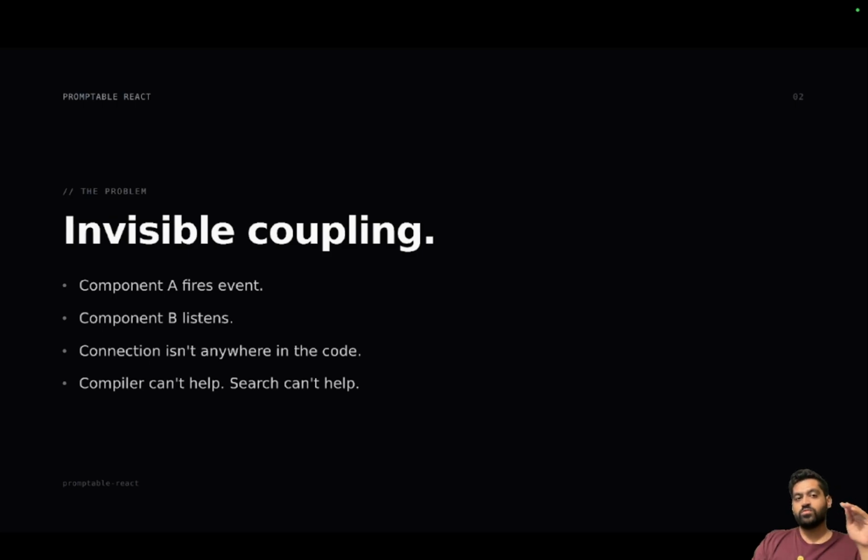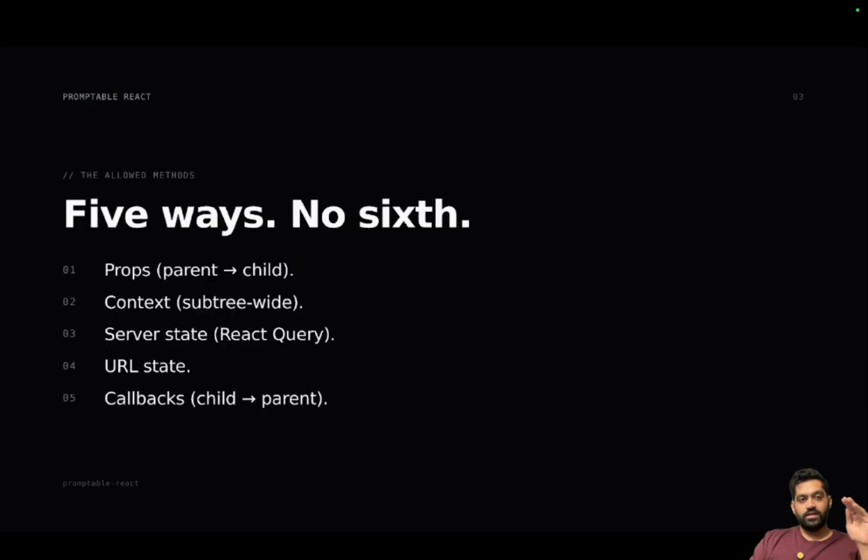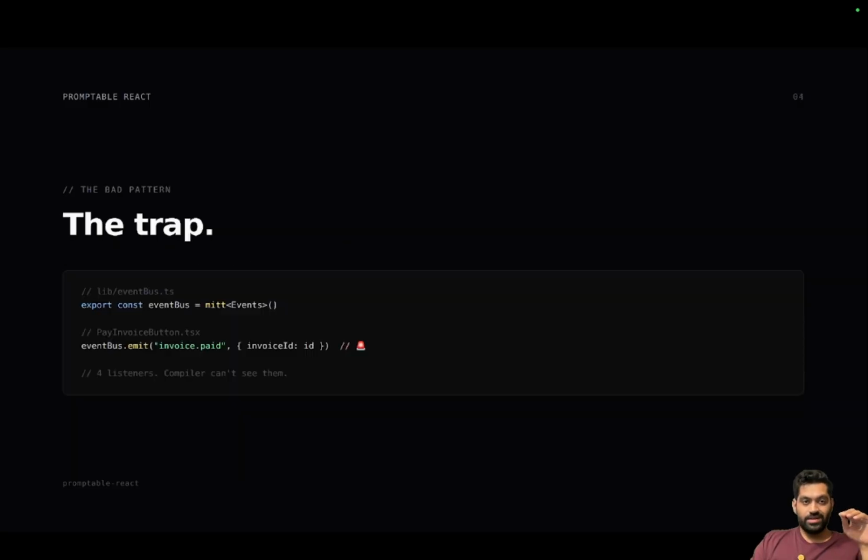It will be a mess to figure out what changed or why some component is behaving some way when another component is changing. There are a few ways to cause re-renders, and these are the only 5 ways that are allowed, no sixth: props, context, server state, which is basically API calls, state on the URL, and callbacks. That is it. And by context, we also mean any third party library like Redux, Zustand, etc. Only these things should be allowed to cause re-renders. An event listener should not be allowed to do that.